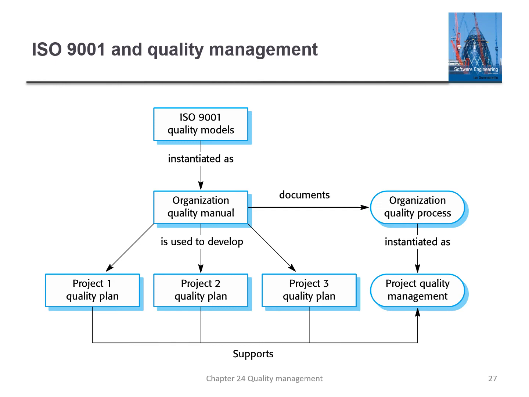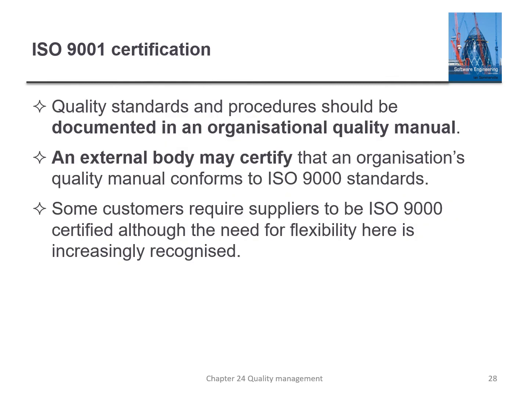In ISO 9001, as I mentioned just now, it is actually helping to produce an organizational quality manual. In that organization, there are many projects, right? Project 1 will have its own quality manual, quality plan. Project 2 will have its own quality plan, and then all together, all this will become project quality management. So this is the overall plan to achieve quality management for all of the projects.